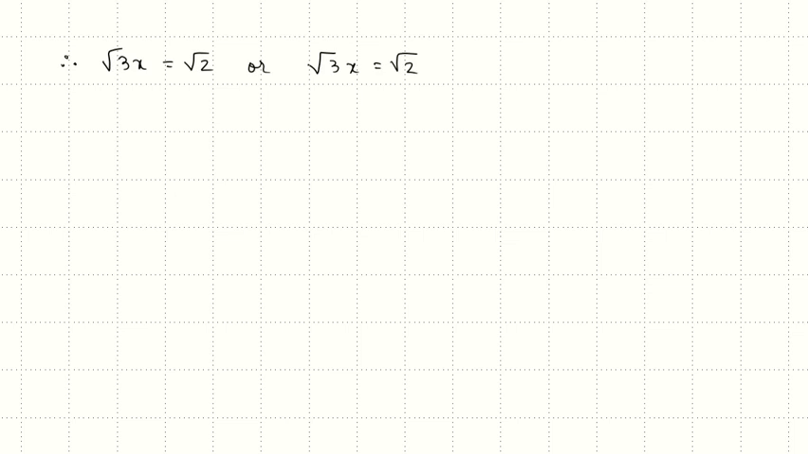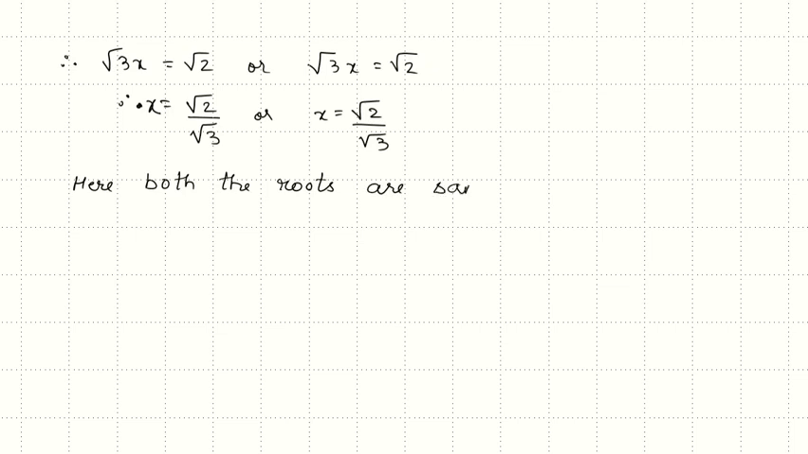You can also write it only one time. Therefore, x is equal to root 2 upon root 3, or x is equal to root 2 upon root 3. And we can also say that here both the roots are the same. Hence, the answer is root 2 upon root 3 and root 2 upon root 3 are the roots of the given quadratic equation.